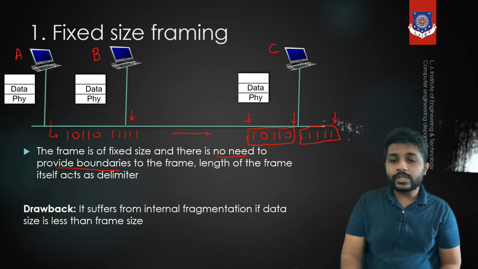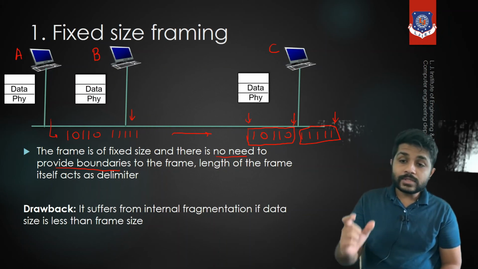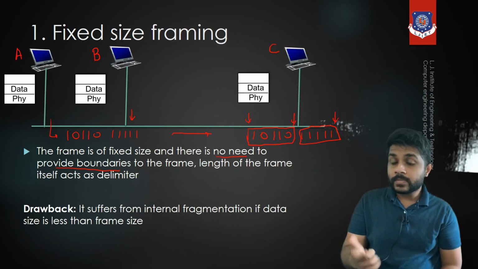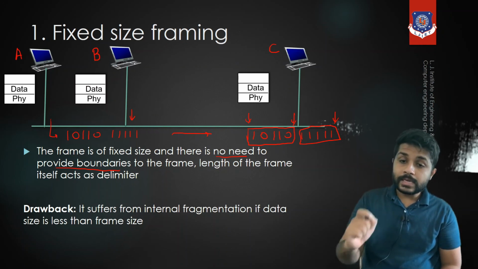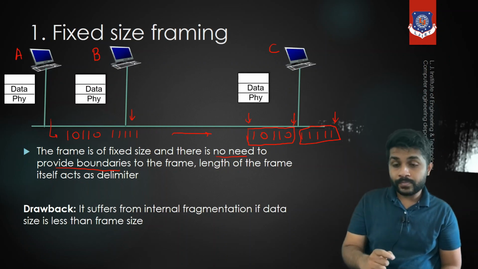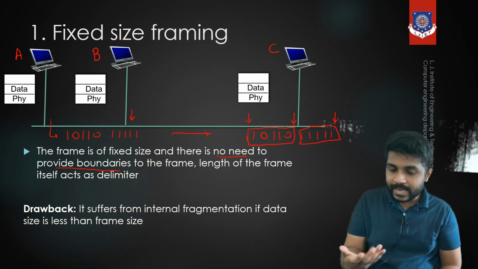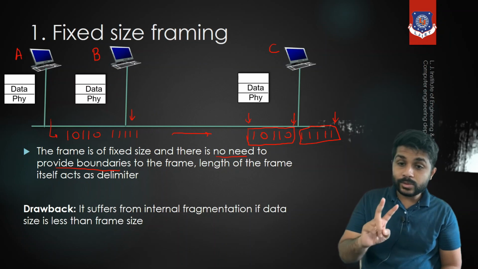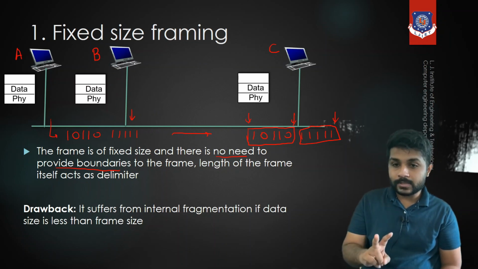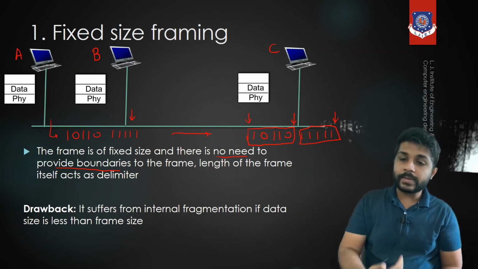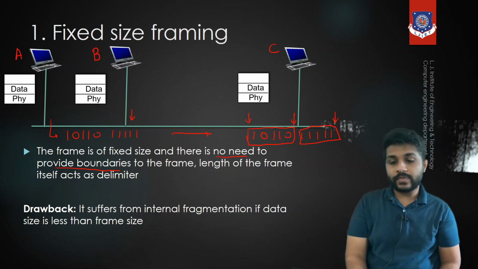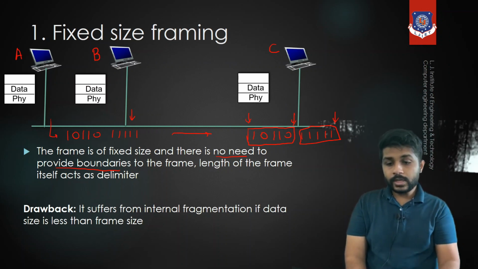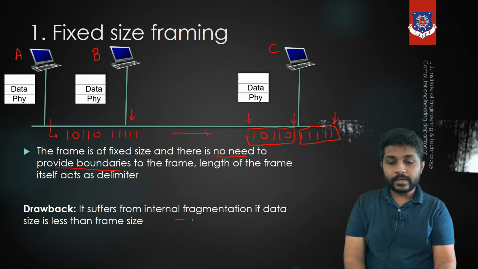The disadvantage is that suppose the sender wants to send data of 10 bits. Even then, it cannot send 10 bits of data at the same time. In that case, it has to divide the data into 2 frames, 2 parts. So the sender will send the first 5 bits, and after that it will send the next 5 bits. So we have to do fragmentation.